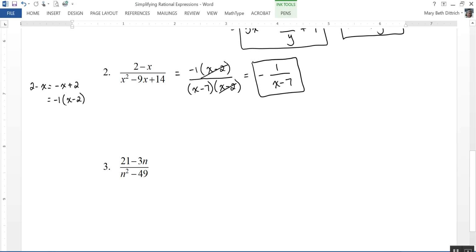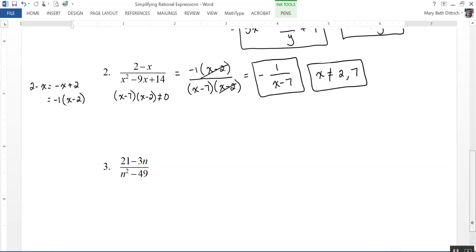That's simplified. Now to get my excluded values, I'm going to go back to my original factored denominator. So my original denominator was x minus 7 and x minus 2. And that cannot equal 0, so that means that x cannot equal 2 and x cannot equal 7, because both of those values of x would make my denominator equal 0.